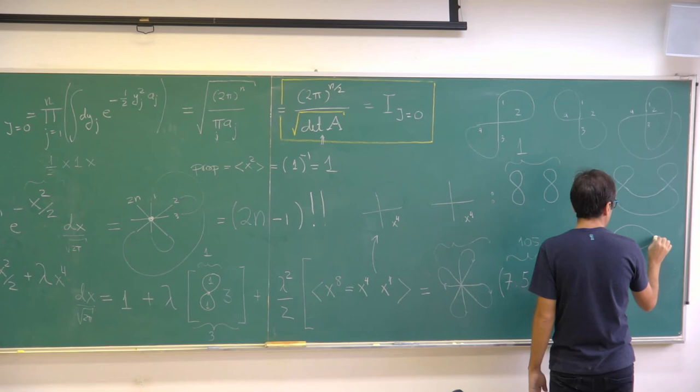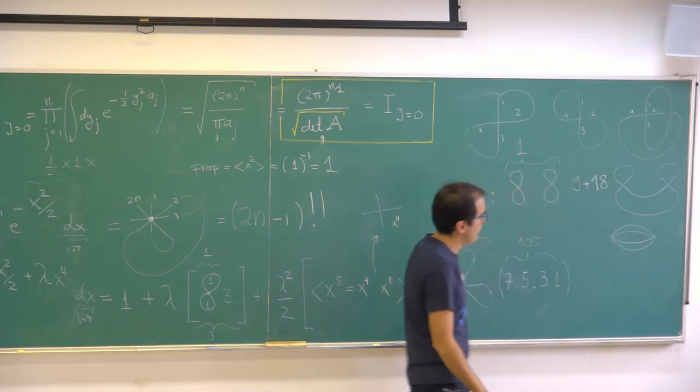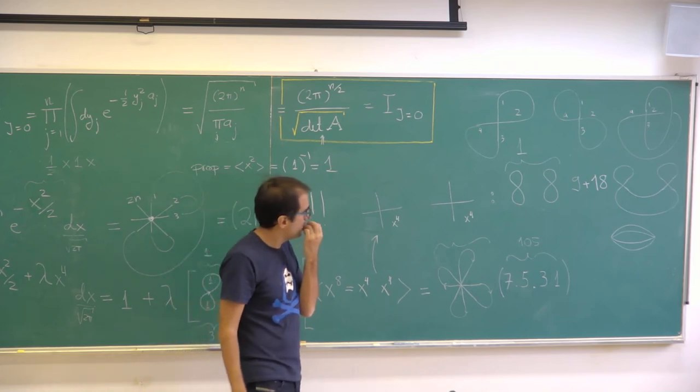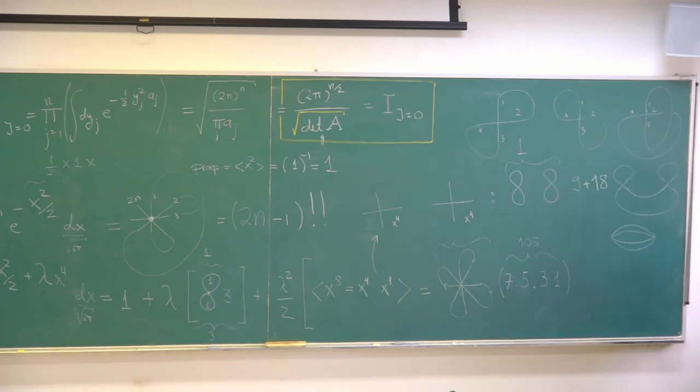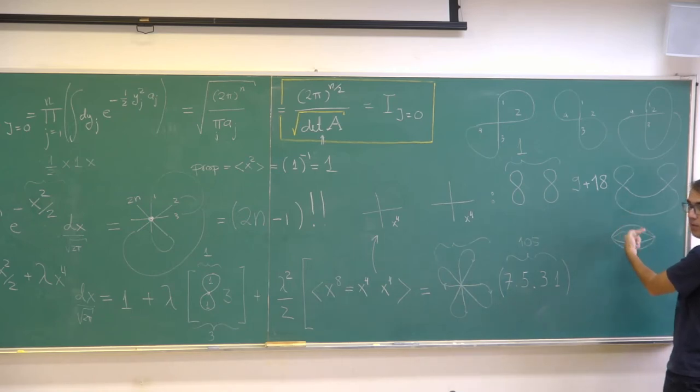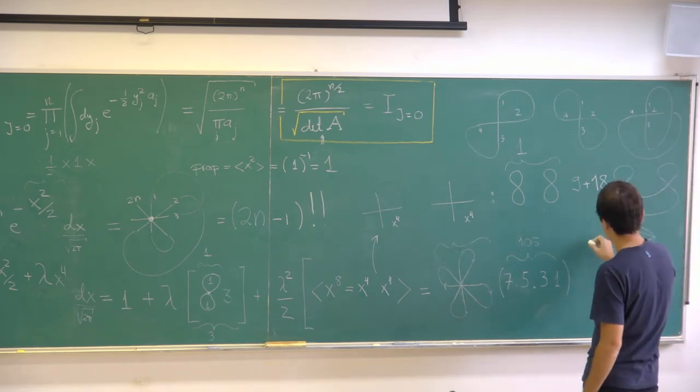And then, we just contract them from one x to the other. So how many ways are there? 4 factorial. The first leg I choose who to contract, the second leg I choose from the 3 remaining ones. So 4 factorial, which is 24.